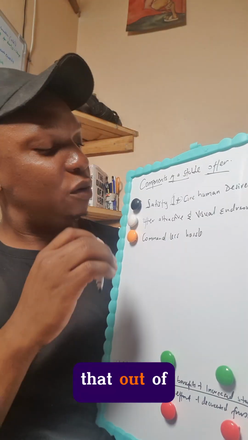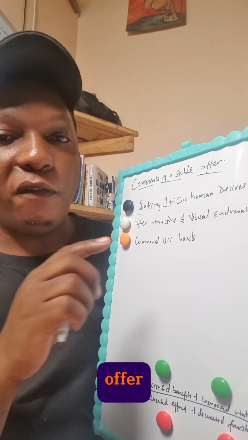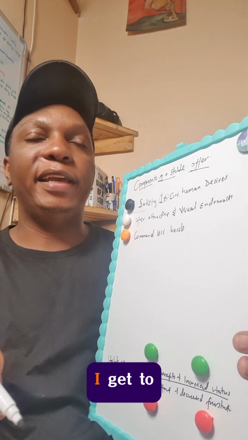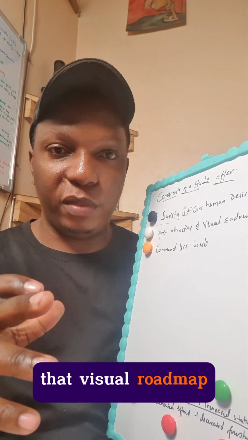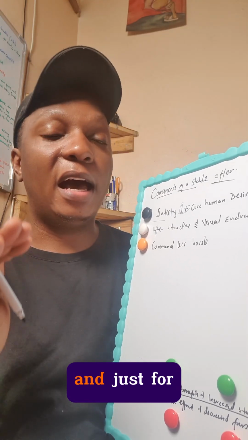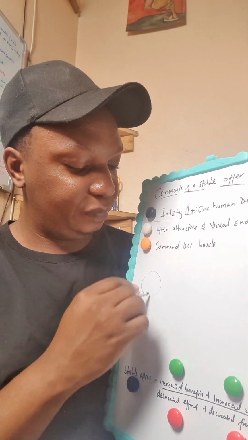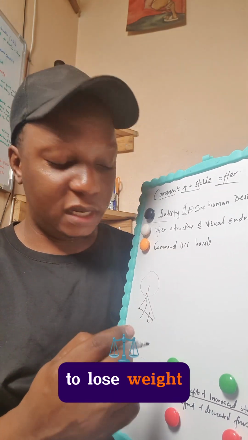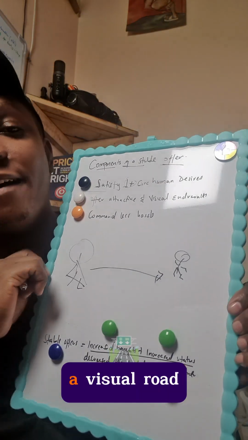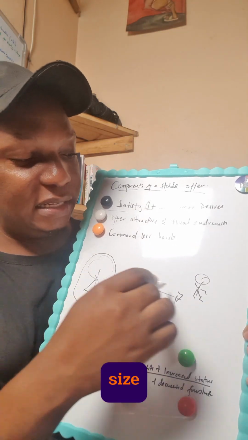All right, that out of the way, we've ticked off the first box. Now we look at the second one, which is your offer should be able to offer an attractive and visual end result. What do I mean? It should be able to offer that visual roadmap that any user should be able to take in order to get their desired result. And just for simpler illustration purposes, it could look like this. Maybe they are so big in size and they want to lose weight. So you have to be in a position to offer a visual roadmap for your users on how you are going to get from this size to this size.